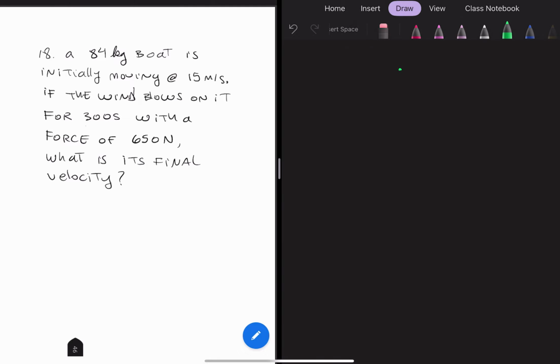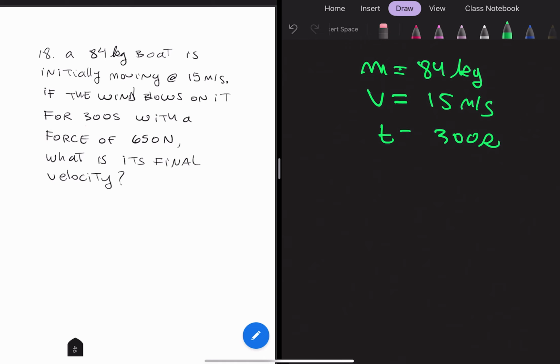Alright, so let's try to solve this. The first number that we have is 84 kilograms, so that's mass. And we have 15 meters per second, so that's a velocity. And we have 300 seconds, which is a time. And we have a force of 650 newtons. So we have 650 N, so that's a force. And we're trying to get the final velocity. So let's just see what's happening.